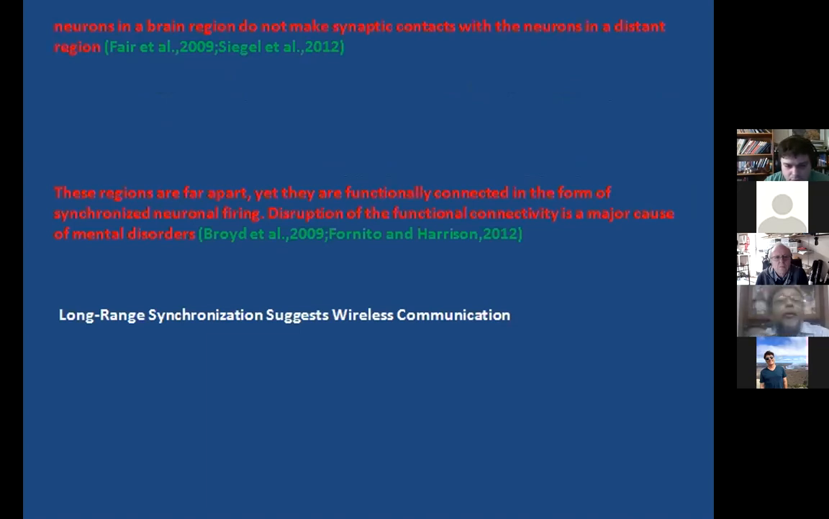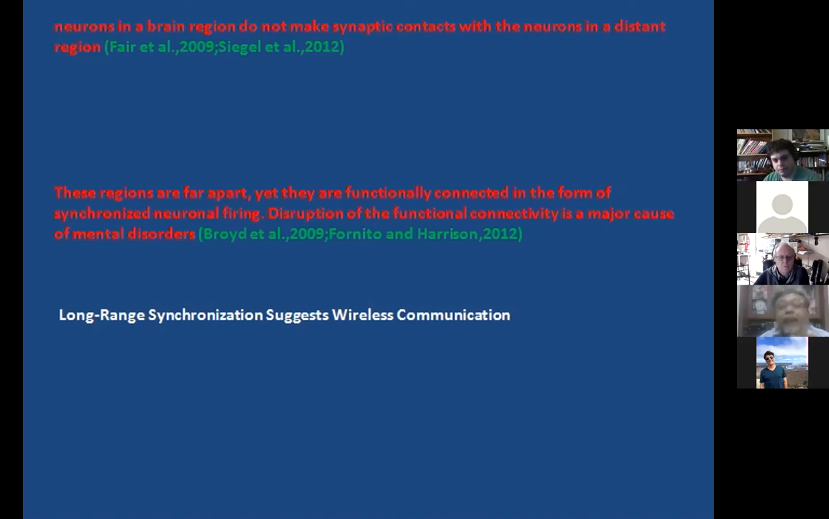So neurons in a brain region, this is the neuron, make synaptic contacts into neurons in a distant region. I already talked about that. These regions are far apart, yet they're functionally connected in the form of synchronized neuronal firing. And disruption of the functional connectivity is a major cause of mental disorders. So the long-range synchronization shown over here suggests wireless communication.